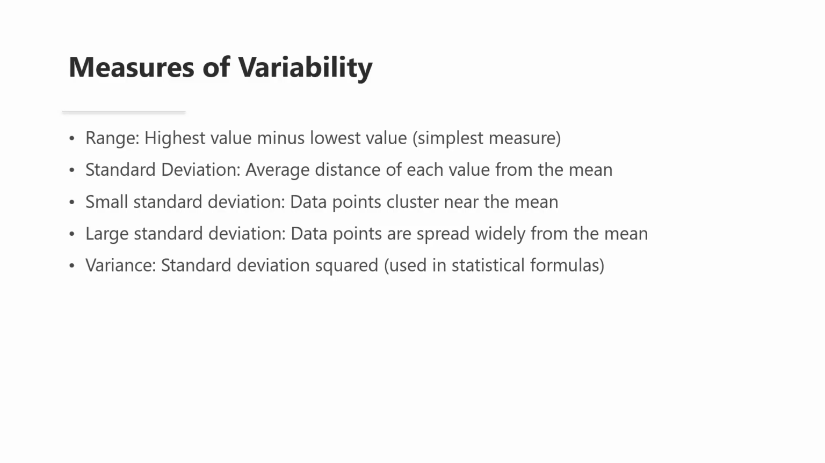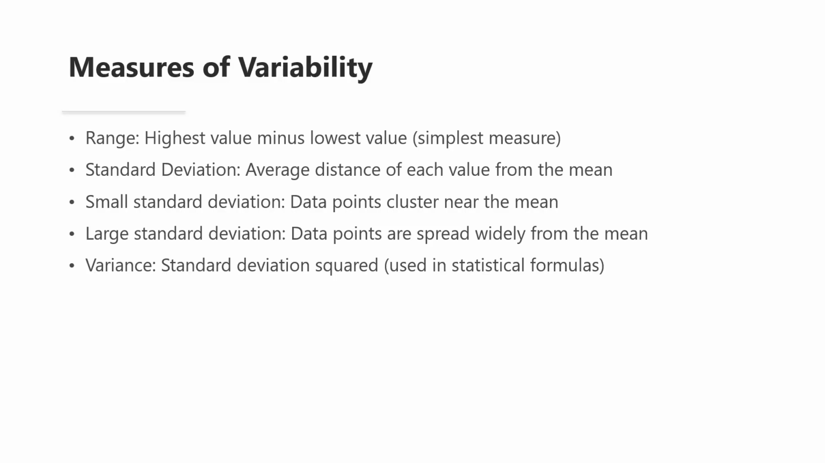The range is the simplest measure of variability. It is calculated by subtracting the lowest value from the highest value. If test scores range from 50 to 100, the range is 50. The range is easy to calculate but limited because it only considers two values and is heavily influenced by outliers.